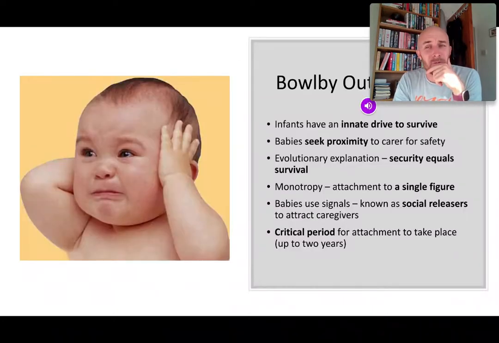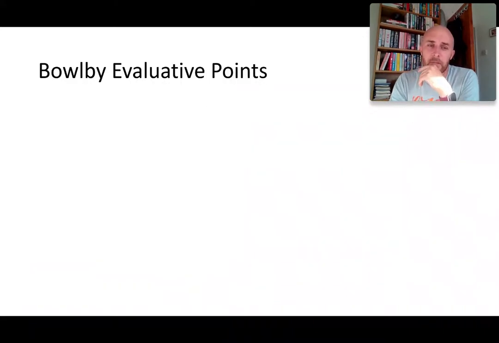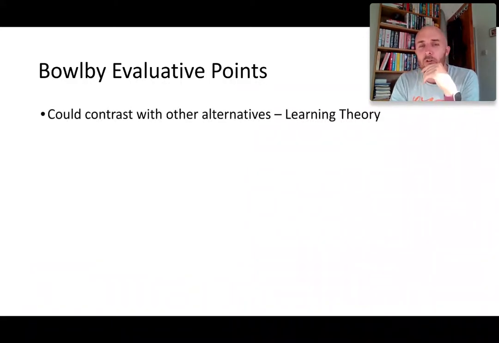That's pretty much the AO1 for Bowlby's monotropic theory. As you can see, there's a lot here. Infants have an innate drive to survive, and what that means is they do not learn to make attachments. It's ingrained in them, right? So you can see how this and the learning theory are different. A couple of evaluation points. Contrast it with the learning theory. Easy. What could you contrast it with the learning theory on? Nature, nurture. Bowlby is nature and nurture, whereas learning theory is just nurture.